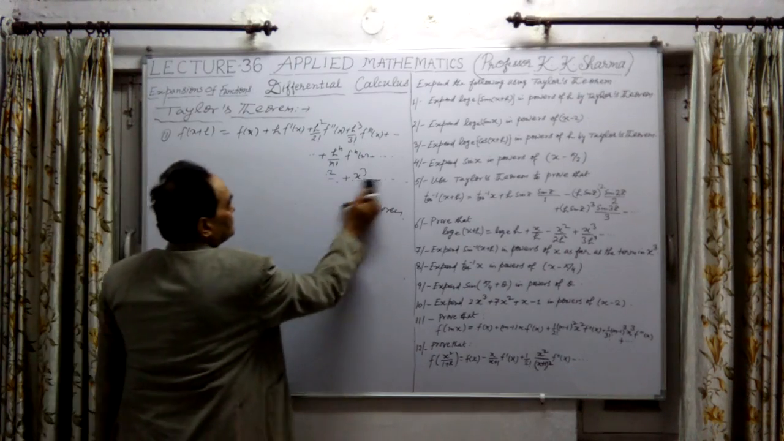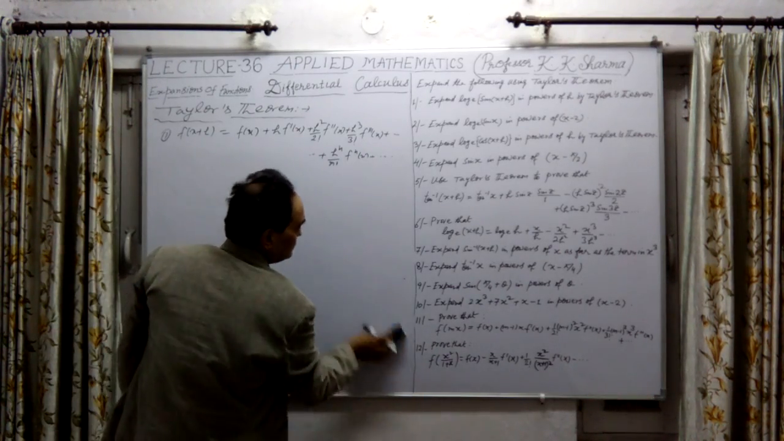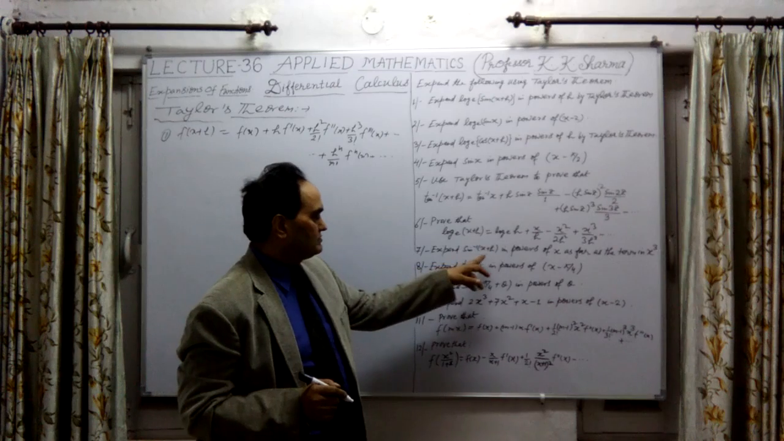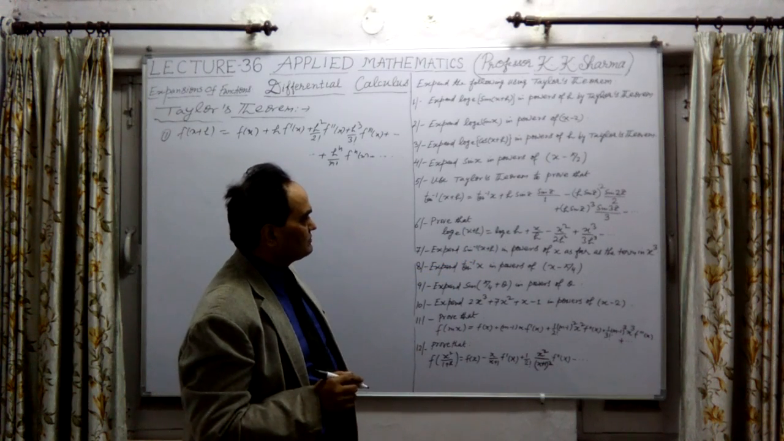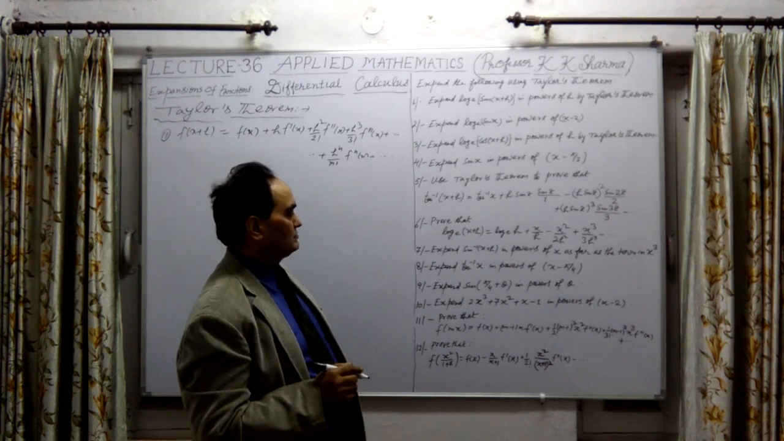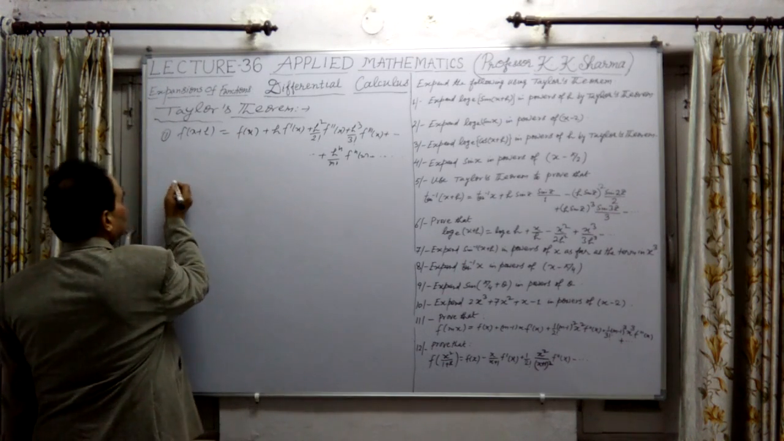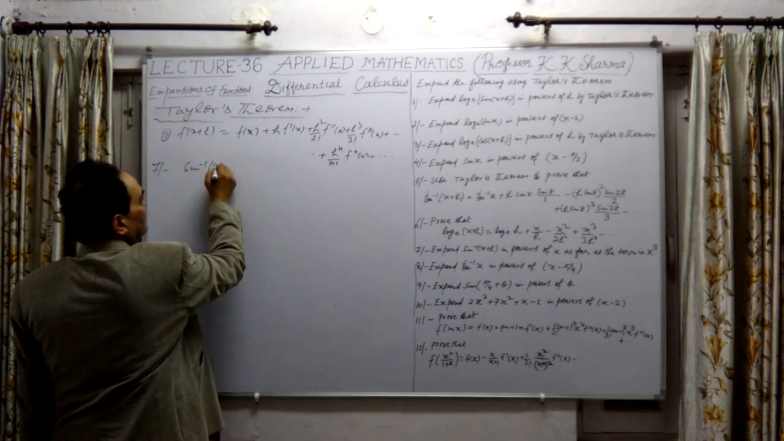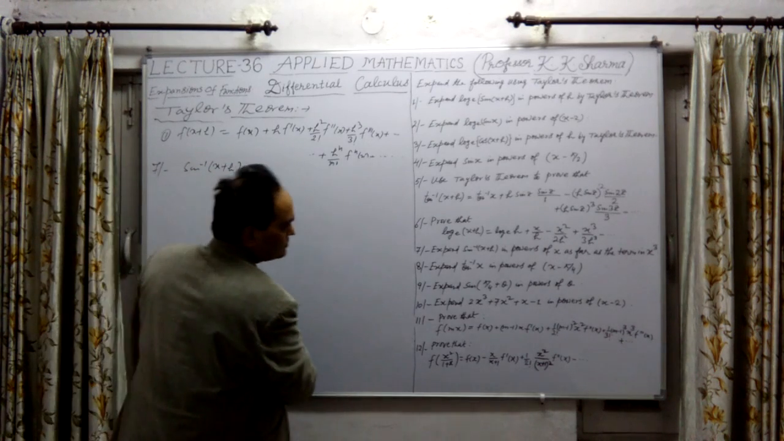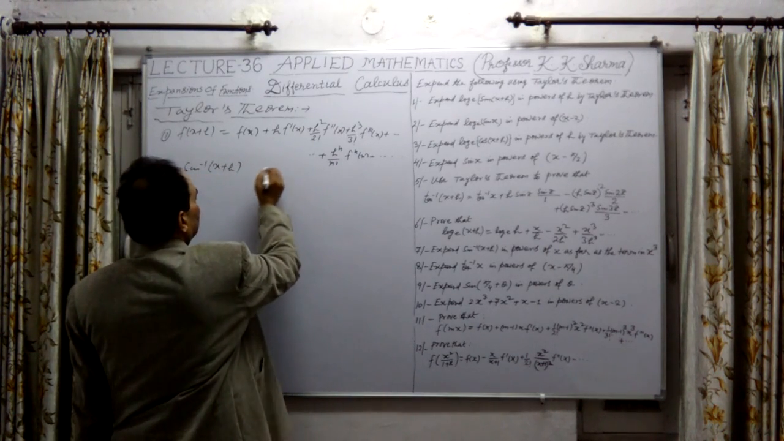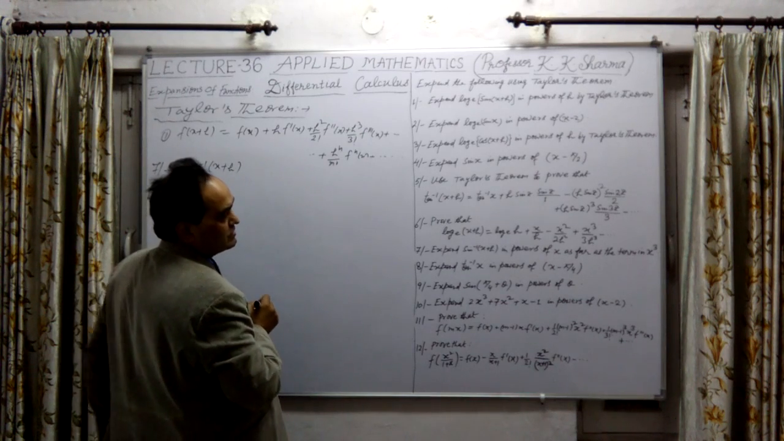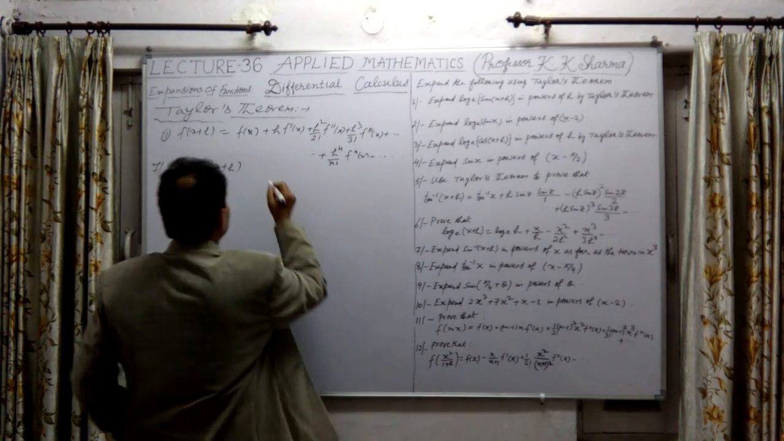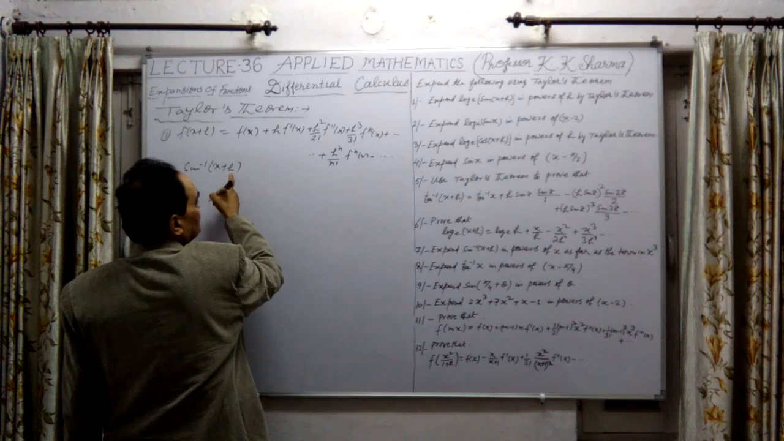Now let me take the 7th question. Question number 7 says, expand sine inverse of (x plus h) in powers of x as far as the term in x cube only. Let me write question number 7. It says express sine inverse of (x plus h) in powers of x, up to x cube only. So in powers of x, it is to be differentiated again in terms of h.